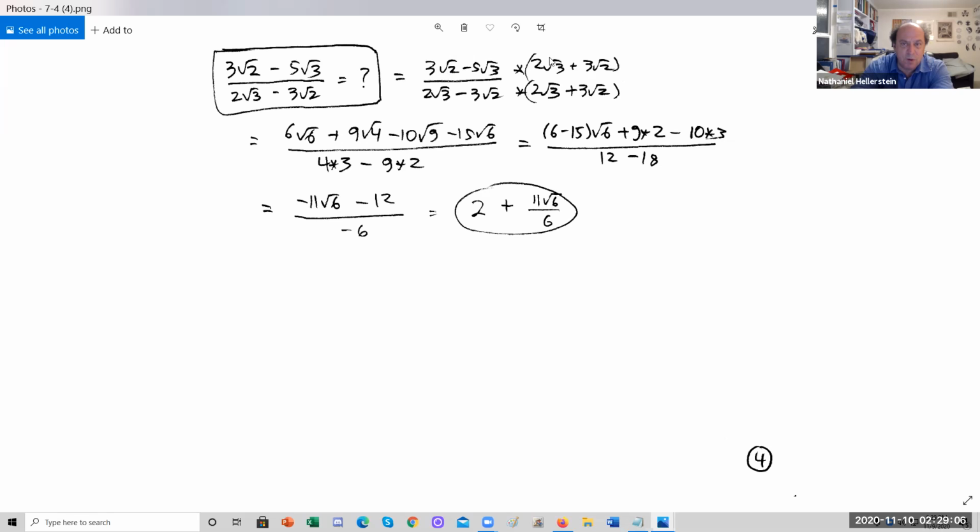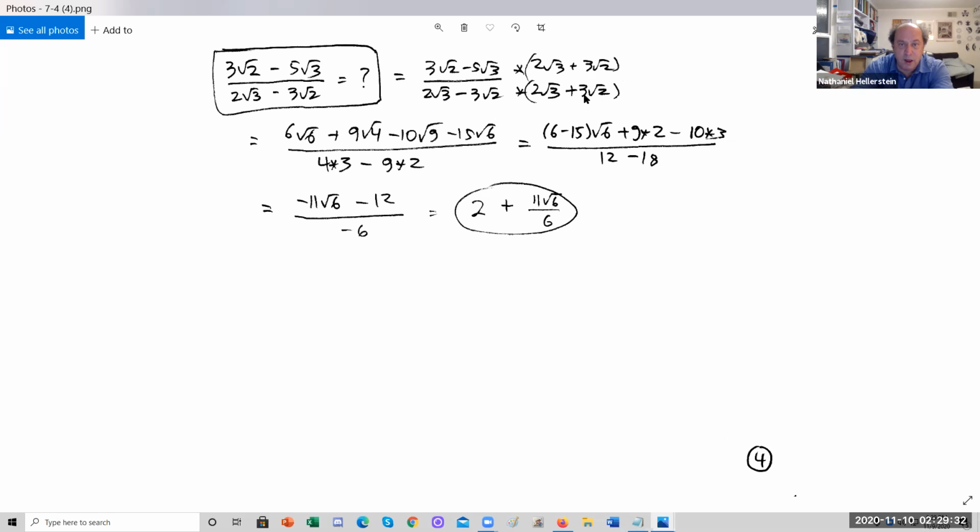First is 3 times 2 root 3, root 2 times 2 root 3 comes out to 6 root 6. This outer comes out to 9 root 4. This inner is minus 10 root 9. This last is minus 15 root 6. Now hold on, 9 root 4 is 9 times 2. 10 root 9 is 10 times 3. So we get 6 minus 16 root 6 here.